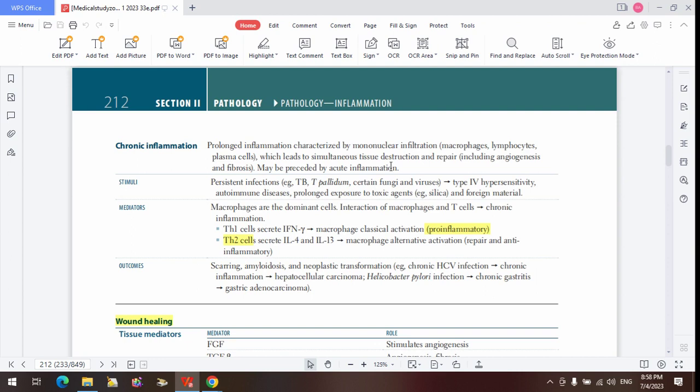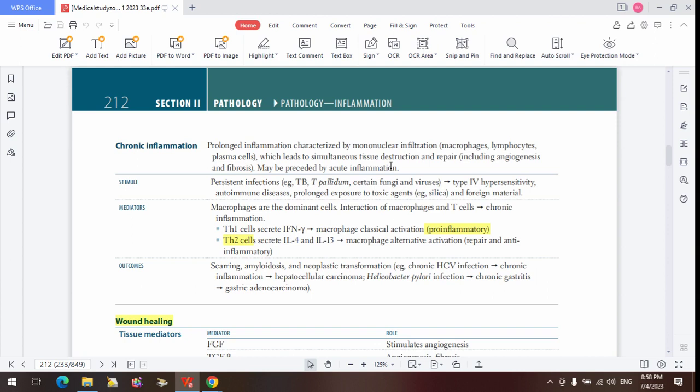For example, someone that has an autoimmune disease. Autoimmune disease doesn't start by chronic inflammation. What you are producing is antibodies against that antigen, and that will include the activity of your T cells and your B cells. That's a chronic inflammatory response. So it's not in all situations that you have chronic inflammation occurring from or as a progression of acute inflammation. So what are these stimuli?